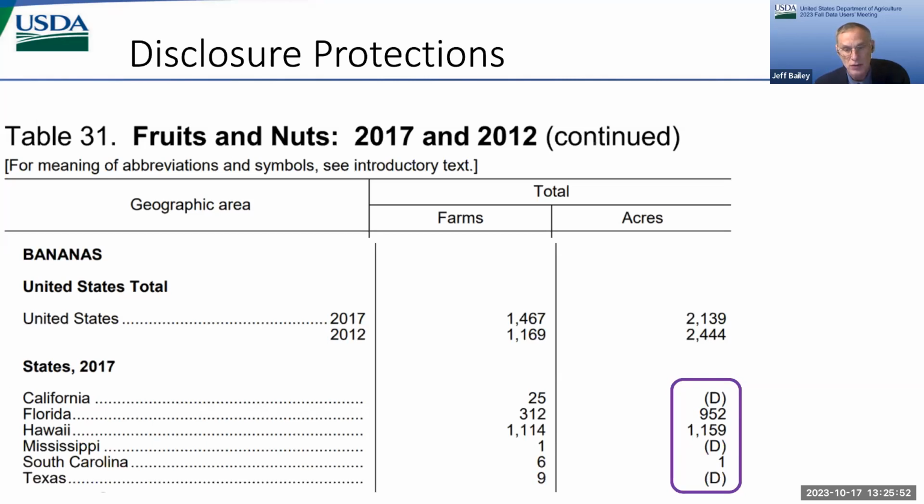Now we have two other Ds. We have D-suppressed values for California and for Texas. One or both may have a dominant farm and be a primary, or both may be necessary to protect Mississippi. We can't know from the published table. So suppressed values are represented as Ds. D is for disclosure. So hope that's helpful to understand what we do to protect our data.